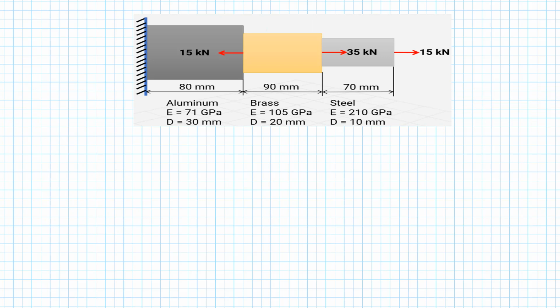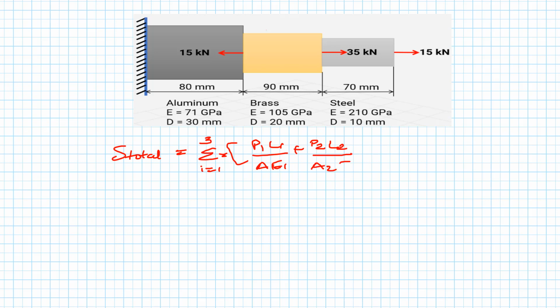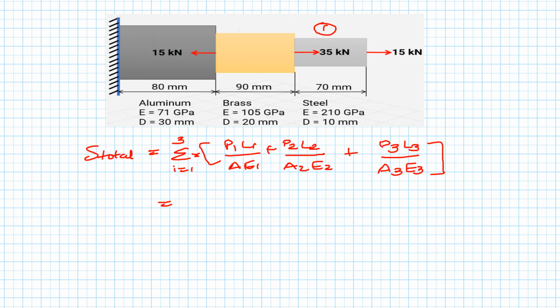So let's find out first the primary variable, which is deformation. So total deformation is equal to summation of i equals 1 to 3, right, which will be equal to P1L1 upon A1E1 plus P2L2 upon A2E2 plus P3L3 upon A3E3. So this is the first section, this is the second section, and this is aluminum's third section.